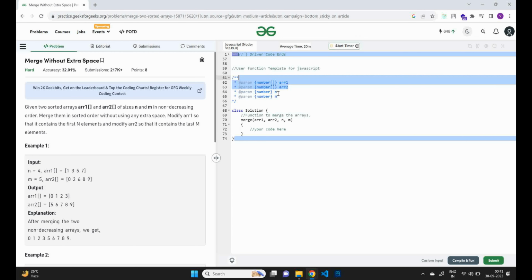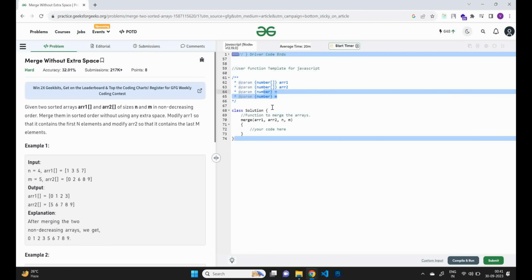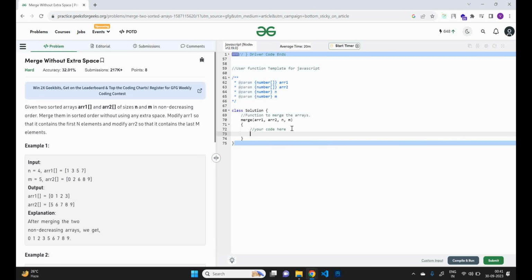We know array 1, array 2 and the size of the two arrays. And we have to change the arrays in place. No need to return anything. So let's start. What we need to do is find the gap, right?